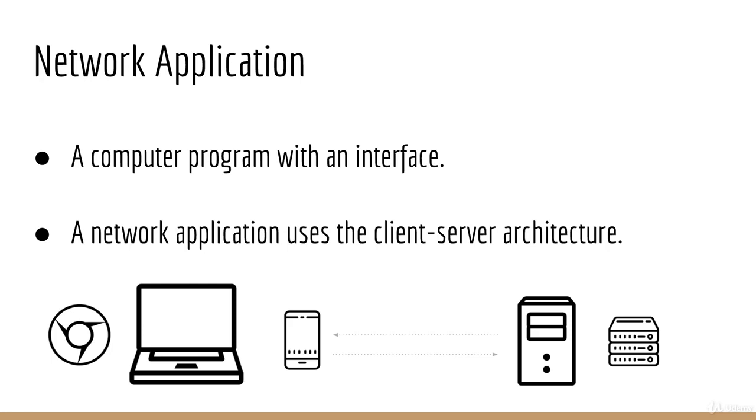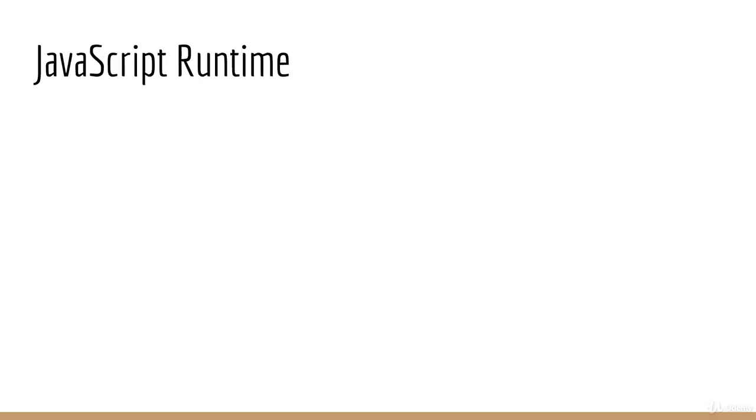So in summary, Node is designed to build network applications. And a network application is one that uses a client-server architecture, where a client computer runs an application that sends and receives data to be processed by a server. Now let's dive into the idea that Node.js is an asynchronous, event-driven JavaScript runtime. Let's start with defining a runtime.